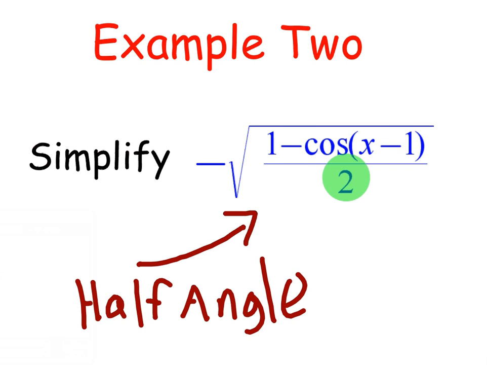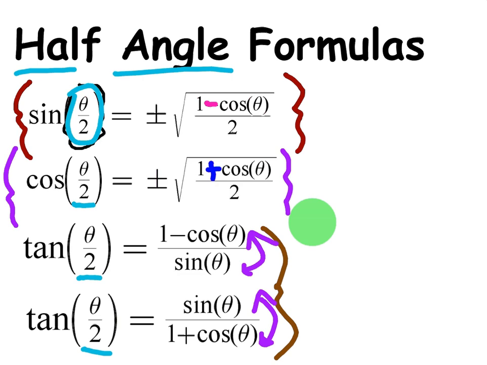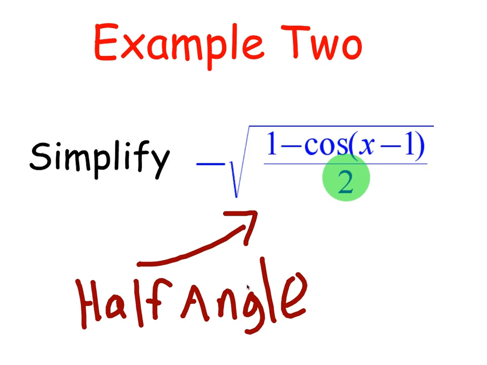And the reason I say that is if we go back and look at our half angle formulas, we have a 1 minus cosine over 2 and a 1 plus cosine over 2, inside of radicals, of course, with a plus or minus there. So it looks a lot like a half angle formula. You're probably going to end up using half angle. So how do we simplify this?